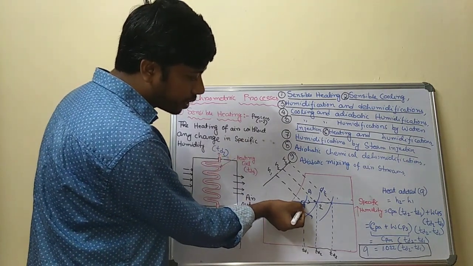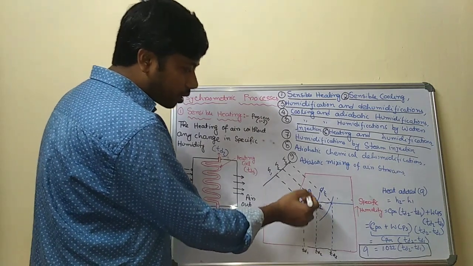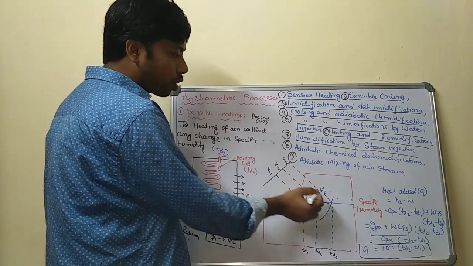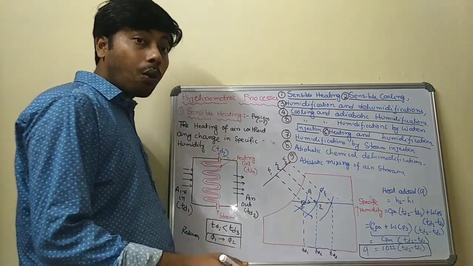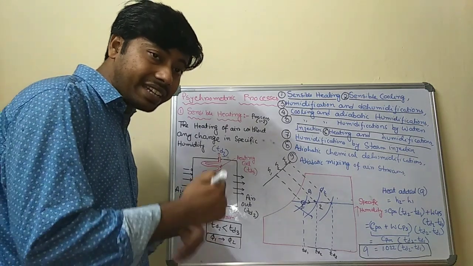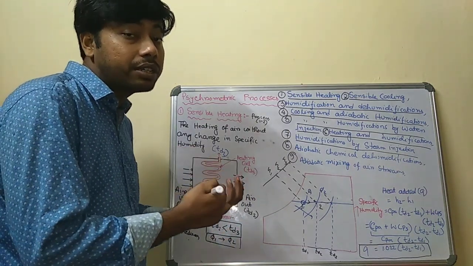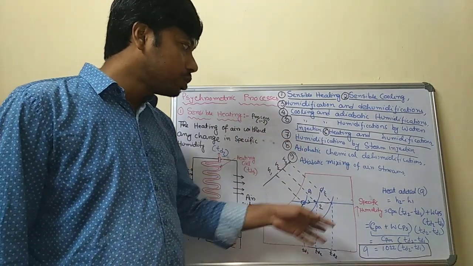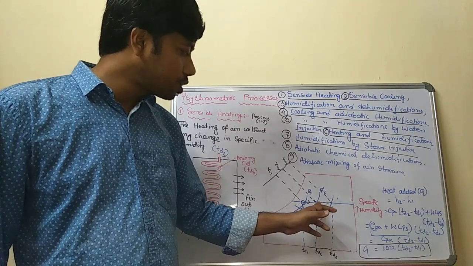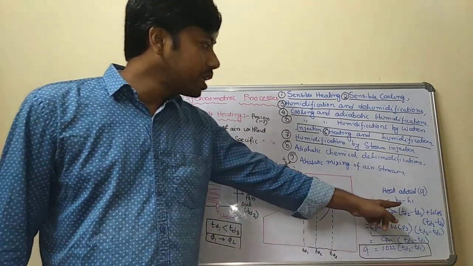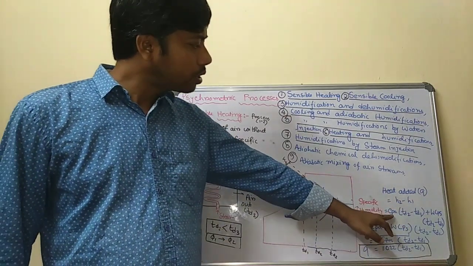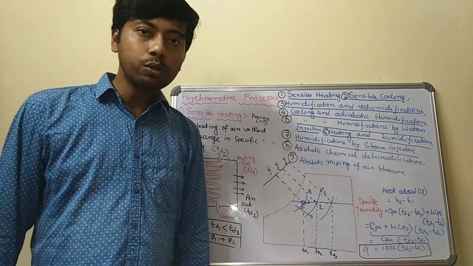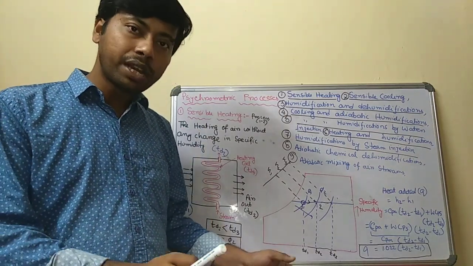So corresponding to these points, phi1 and TD1, phi2 and TD2, you get the values of enthalpy H1, H2, and the corresponding value of H3. Now you can calculate what amount of heat is added during sensible heating. What is the heat added in process 1 to 2? That will be H2 minus H1. You can also write it in this form: CPA into TD2 minus TD1 plus W into CPS into TD2 minus TD1.